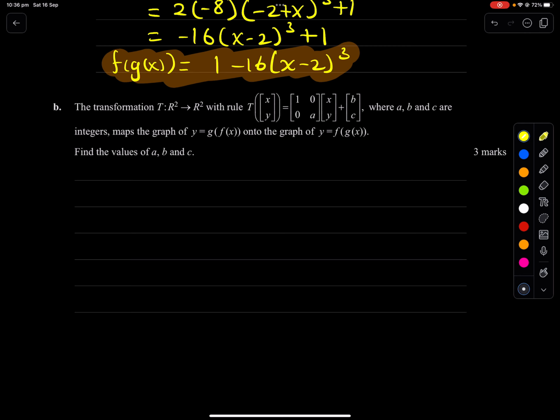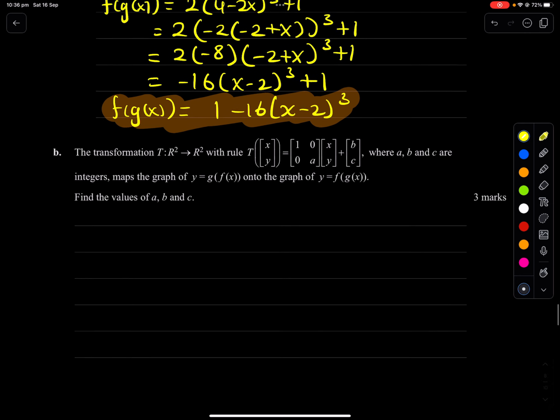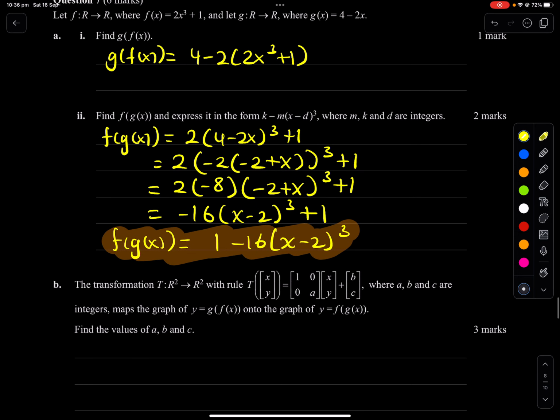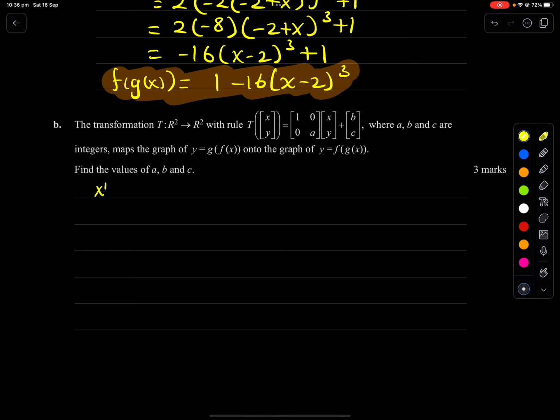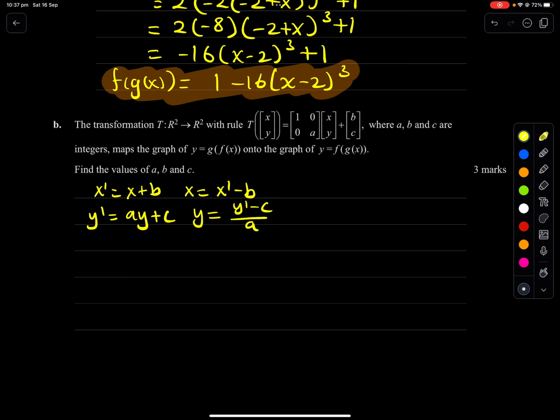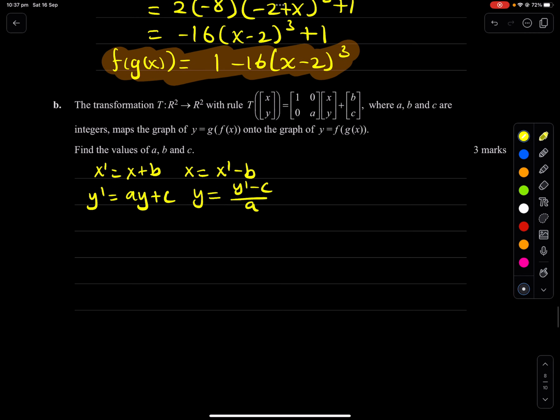The transformation with this rule, where a and b and c are integers, transforms the graph of g f of x, so this, onto the graph of this. Okay, so I'm just going to expand this. So x dash is x plus b, so x is x dash minus b, and y dash is ay plus c, so y equals y dash minus c over a. We're going to shove those into this function over here to get this.